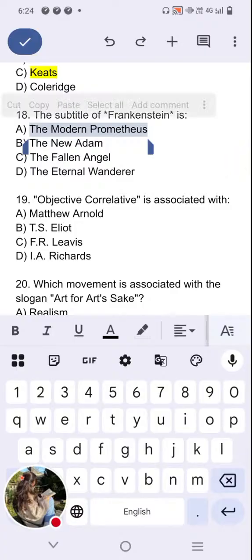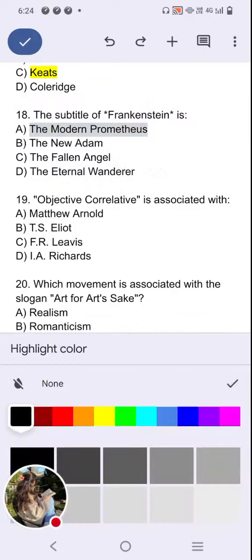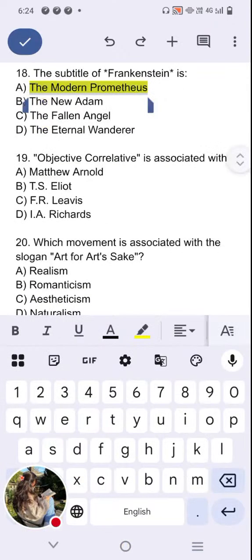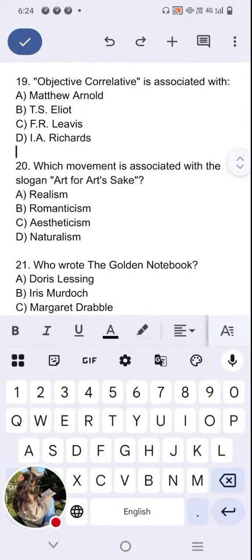So the right answer, the subtitle of Frankenstein is Modern Prometheus. Next question, objective correlative is associated with which writer? Option A, Matthew Arnold. Option B, T.S. Eliot. Option C, F.R. Leavis. Option D, I.A. Richards.